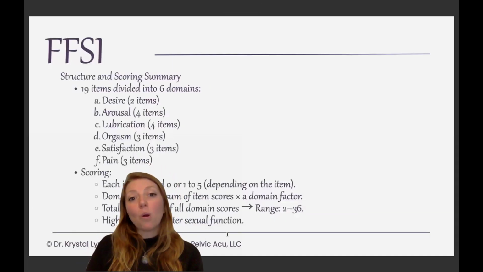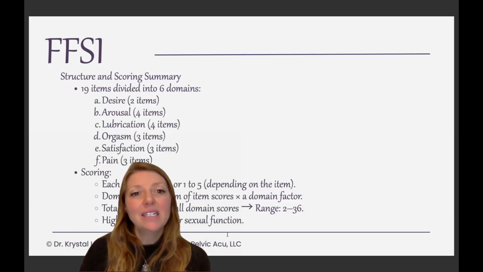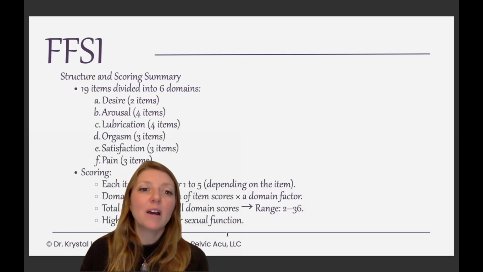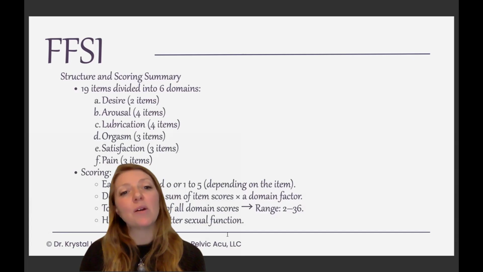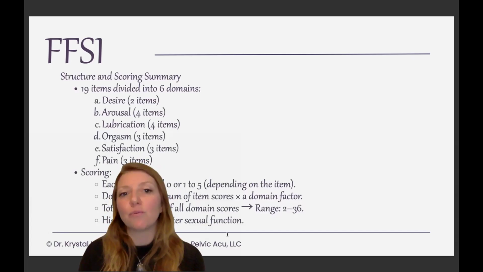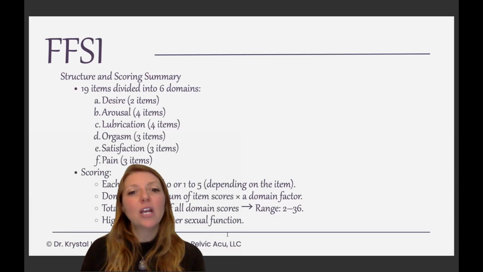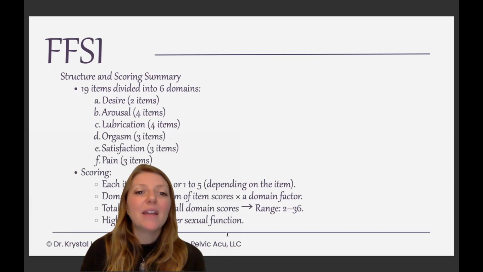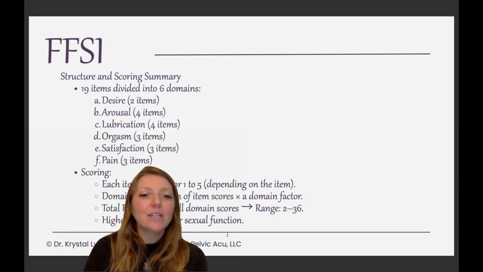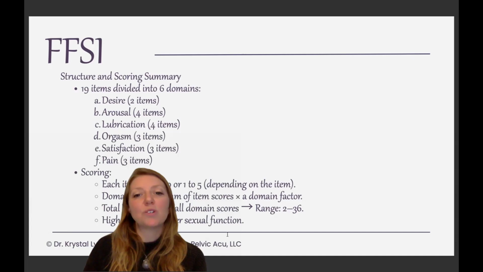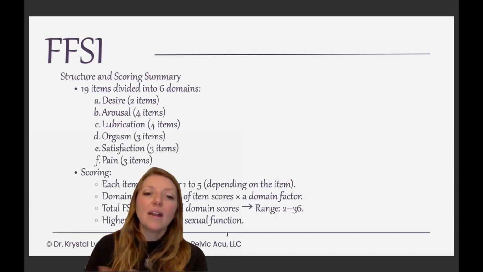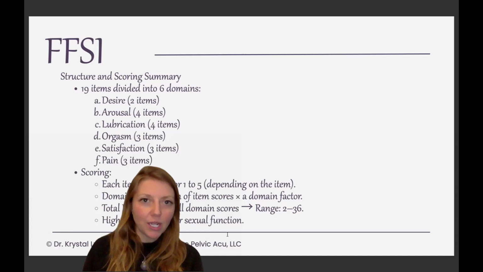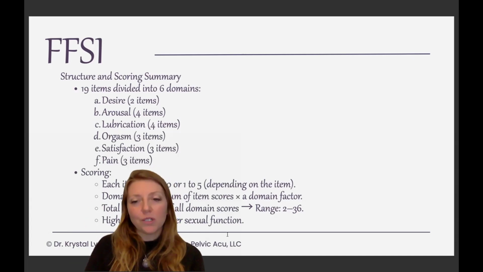And so we've got the scoring for you once again: 19 items, 2 about desire, 4 about arousal, 4 about lubrication, 3 about orgasm, 3 about satisfaction, and 3 about pain. Each item is scored 0 or 1 to 5, depending upon the item. And then the domain scores equal the sum of the item scores times a domain factor. And then the total FSFI equals the sum of all domain scores. So there's a range of 2 to 36. Higher score equals better sexual function. Lower score equals lower sexual function.